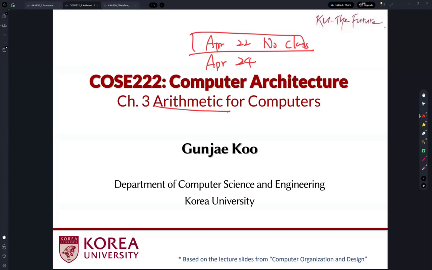The midterm exam will cover what we learned so far. We have 3 classes including today's class until the midterm exam. The exam will cover what we learned until April 17th.